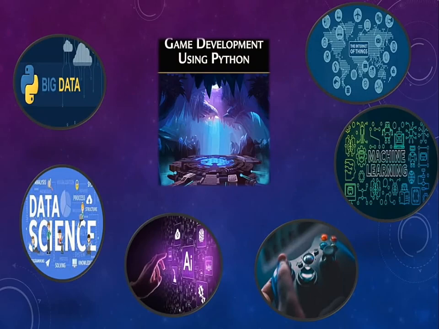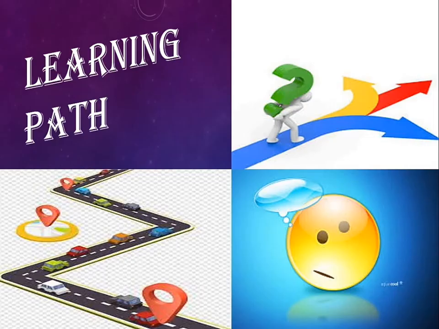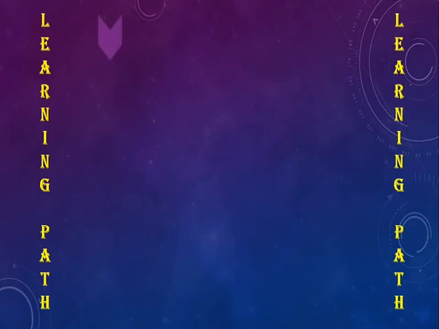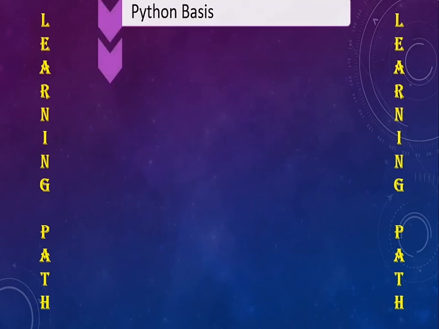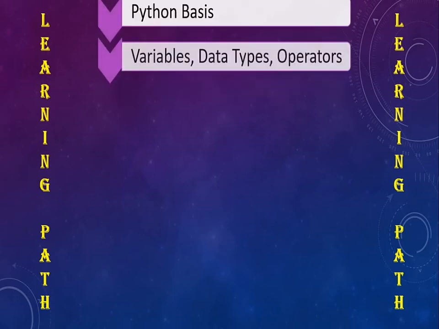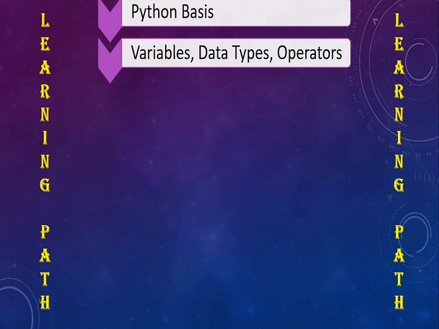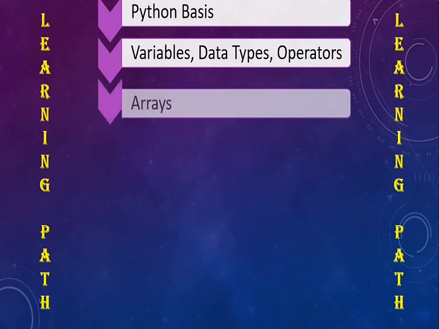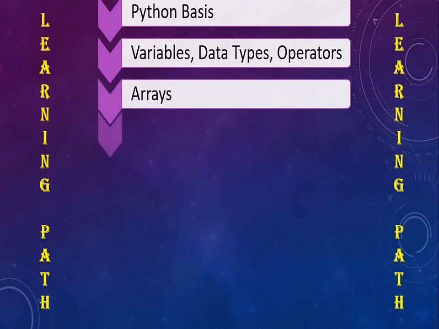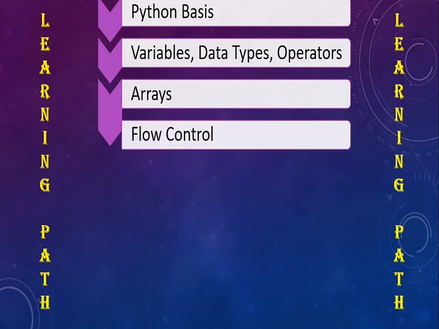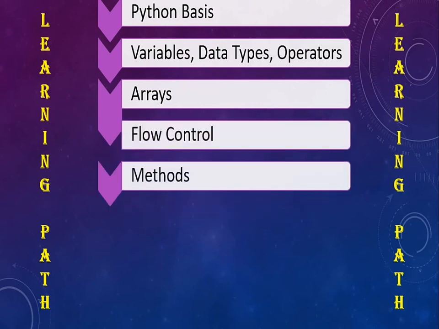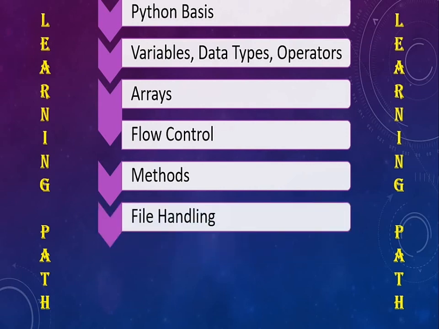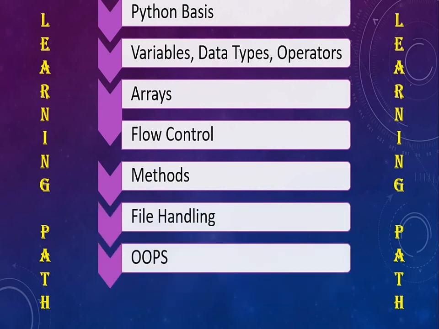Now, have a look at our learning path. First, we discuss some Python basics. Then, here come variables, data types, operators. Then, followed by arrays, flow control, and methods. Now, at last, we will finish with file handling and object-oriented programming. And of course, we will do practice programming.